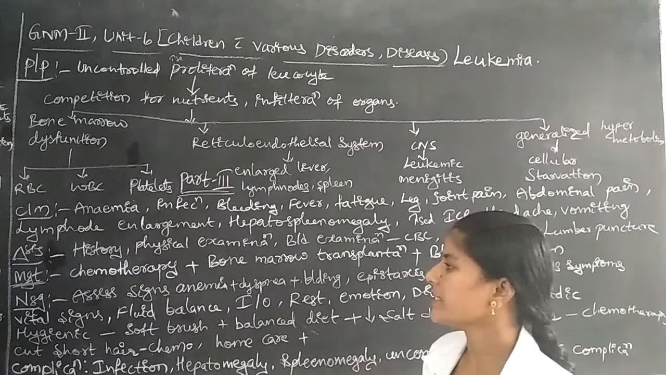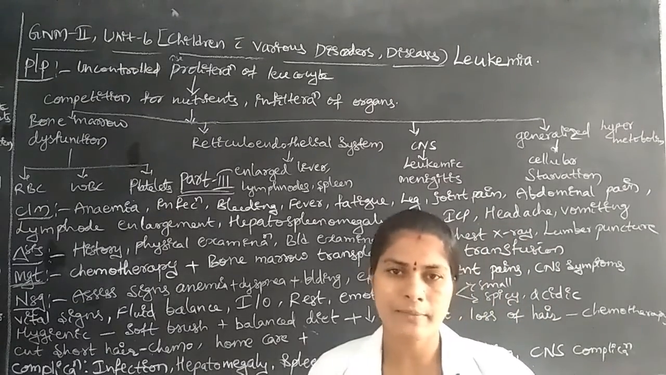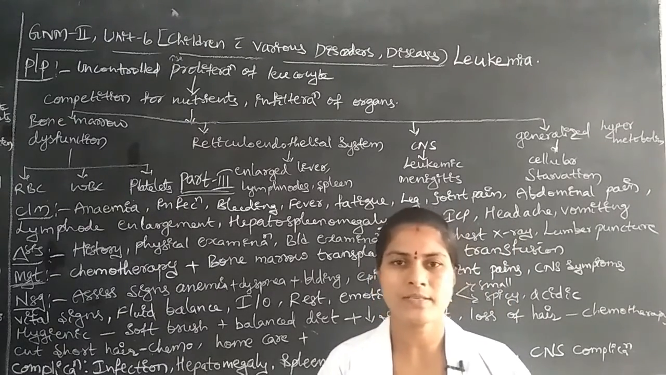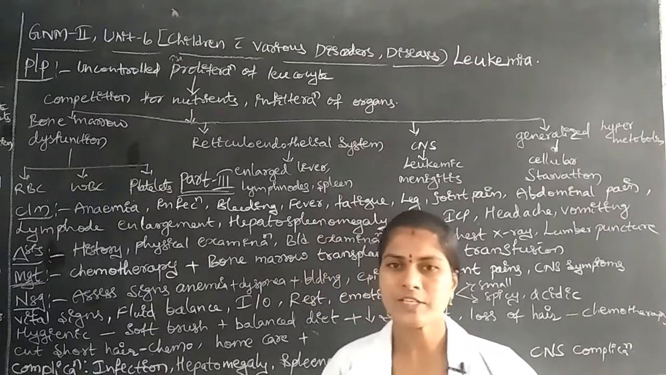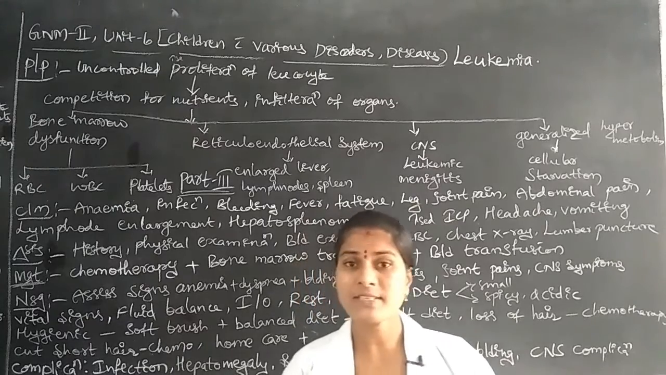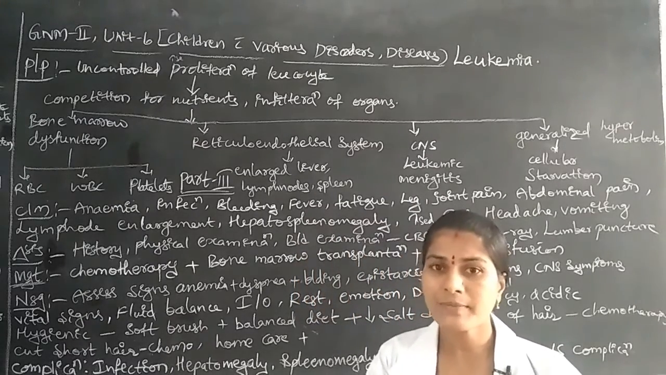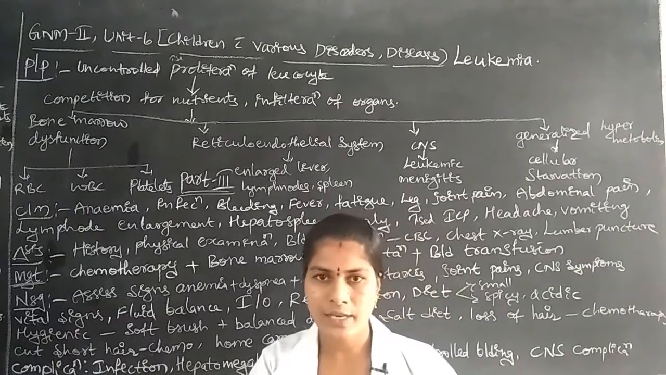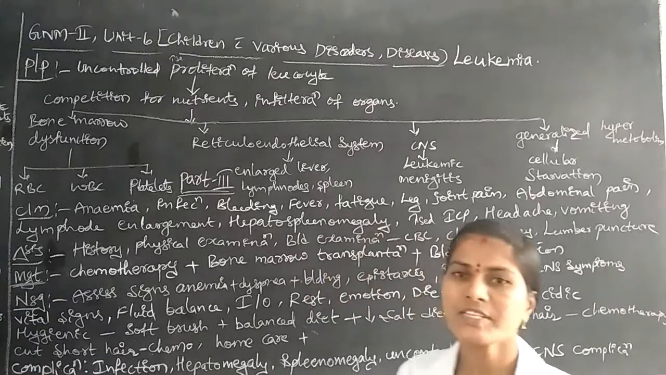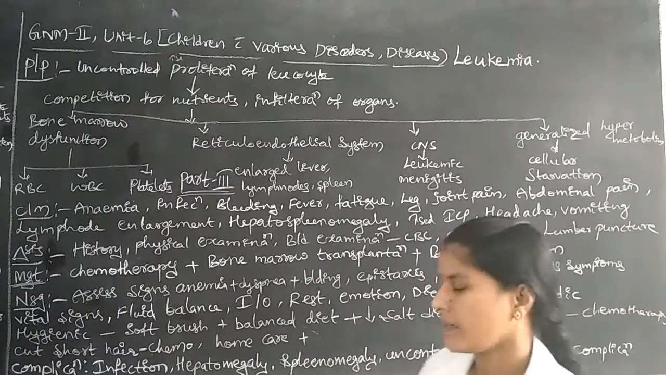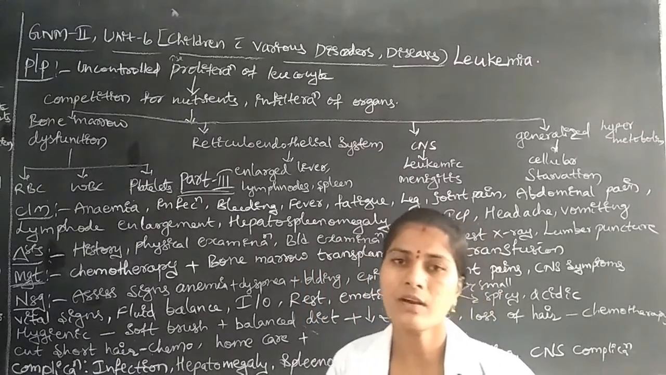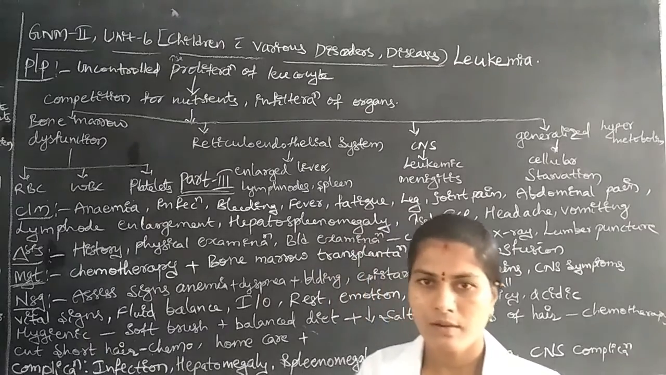Next, we are going to discuss the management of leukemia. Mainly there are three types of management: medical management, surgical management, and nursing management. First, in the medical management, what medicines are administered for children suffering with leukemia? Especially in this condition, we administer chemotherapy. This is the best treatment for cancer of the blood cells.